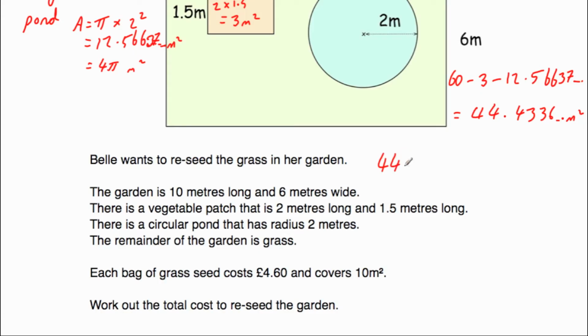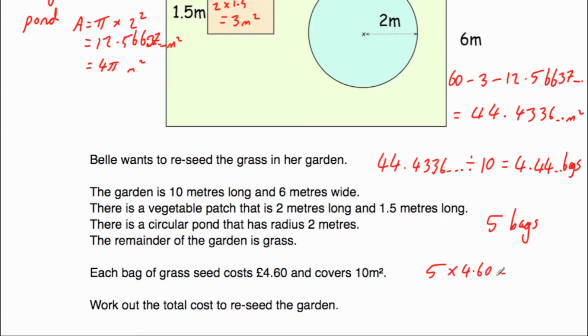Alternatively, we could get the area of the grass, which is 44.4336 and so on, and divide by how many square meters each bag covers, which is 10, and that's equal to 4.44 and so on bags. Now we can't actually buy 4.44 bags, so we're going to have to buy 5 bags. And each bag costs £4.60, so we need to do 5 times £4.60 to find the total cost to buy that grass seed. So 5 multiplied by £4.60 is equal to £23. So the total cost for the seed is £23, and that's it.